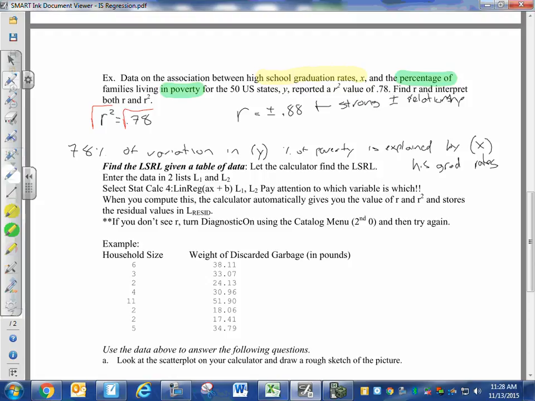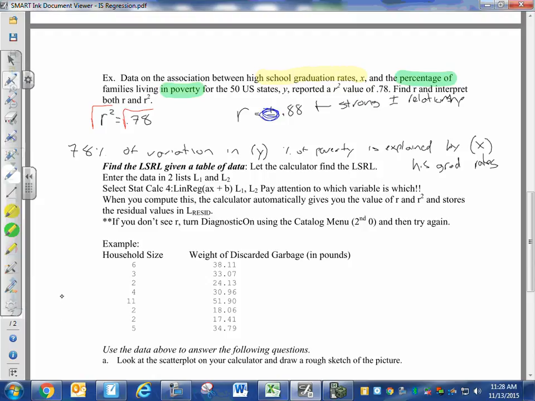Now, you can probably guess what the relationship is. If you have lower high school graduation rates, would the percent of families living in poverty be higher or lower? Less people graduating, more poverty, right? So one's going down, one's going up. Is that positive or negative? That's negative. So you would probably assume that this 0.88 would be negative, right? Through intuition.